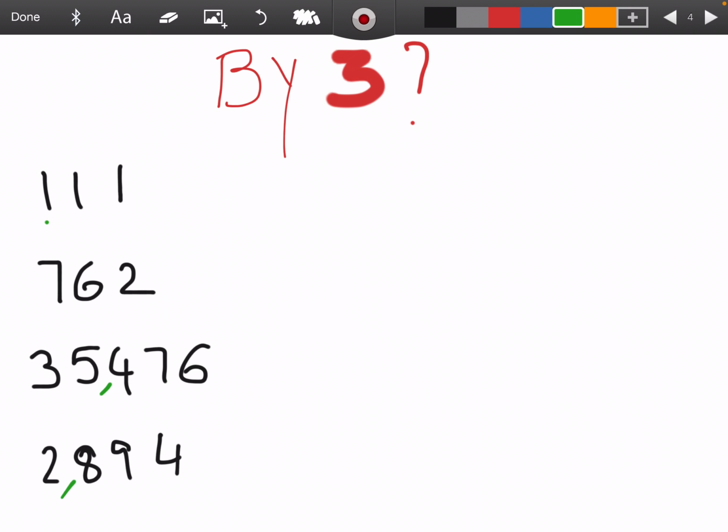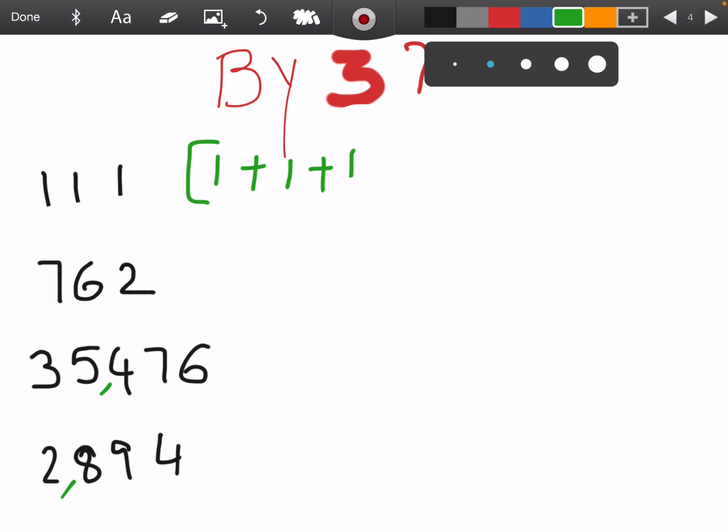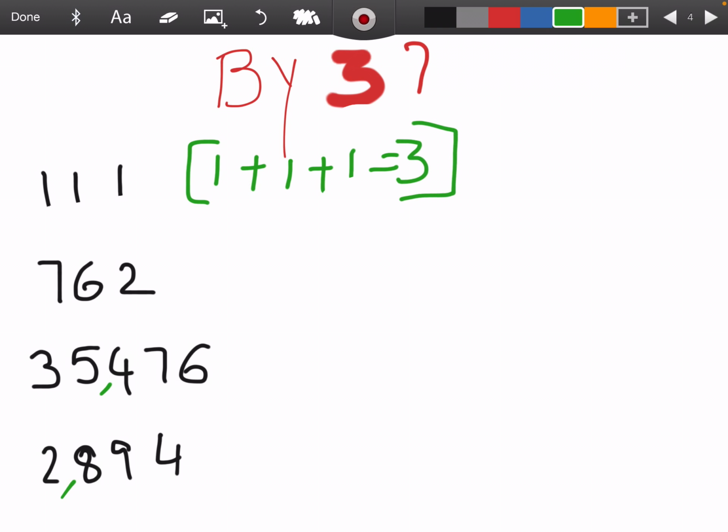The divisibility rule for 3 is to add the digits in the number. If the sum of all the digits is divisible by 3, then the whole number is divisible by 3. So I'm adding all the digits in this number. 1 plus 1 plus 1 is nothing but 3. So 3 is divisible by 3. So 111 is also divisible by 3.